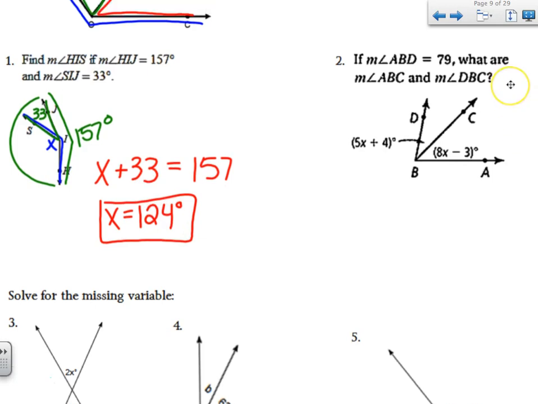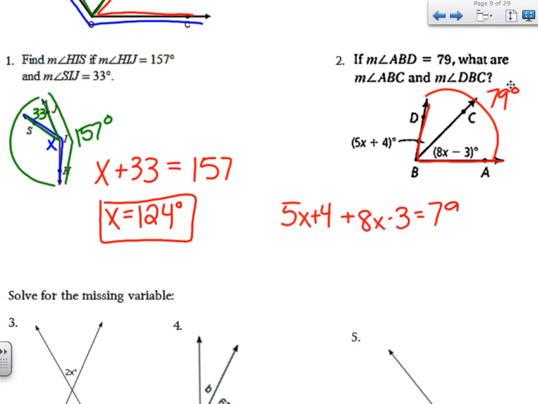Let's add some more difficulty. I know the measure of ABD, the whole thing, is 79 degrees. And then I want to know the measure of ABC and the measure of DBC. First off, I have to find X and then substitute it back in to figure out what those measurements are. So I'm going to set up an equation. The first part, 5x plus 4, plus my second part, 8x minus 3, is going to equal my whole thing of 79.